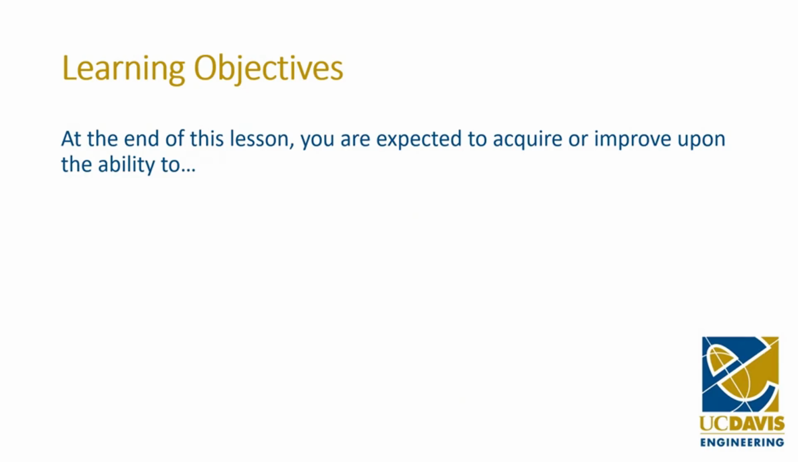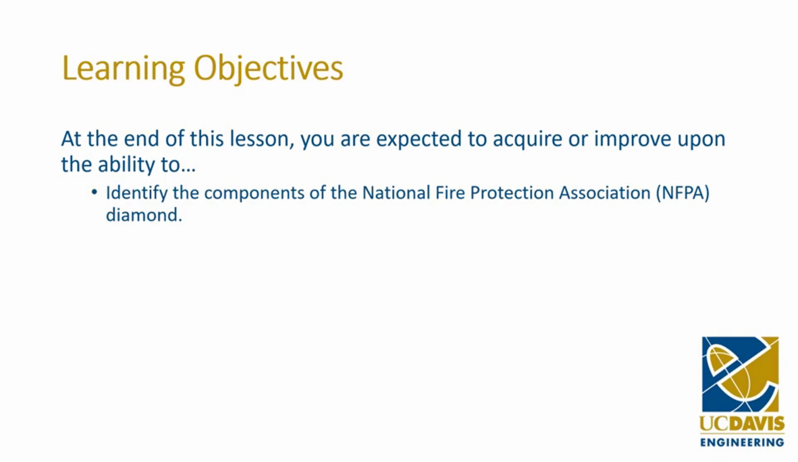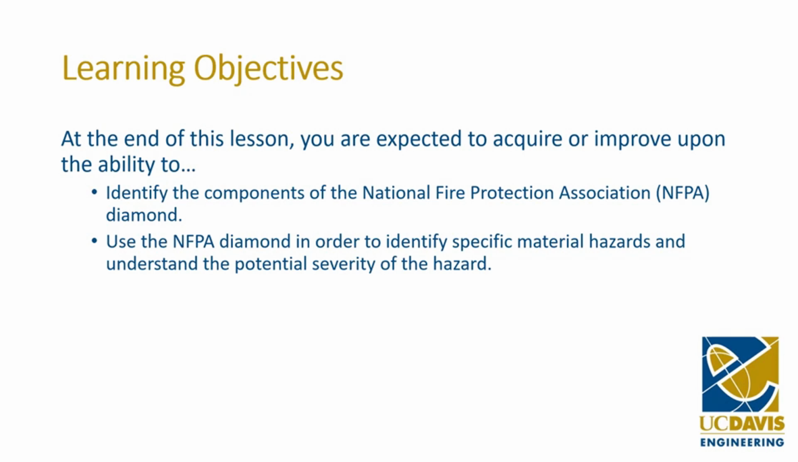The learning objectives for this lesson are that you are expected to acquire or improve upon the ability to identify the components of the National Fire Protection Association, or NFPA, diamond, and to use the NFPA diamond in order to identify specific material hazards and understand the potential severity of the hazard.